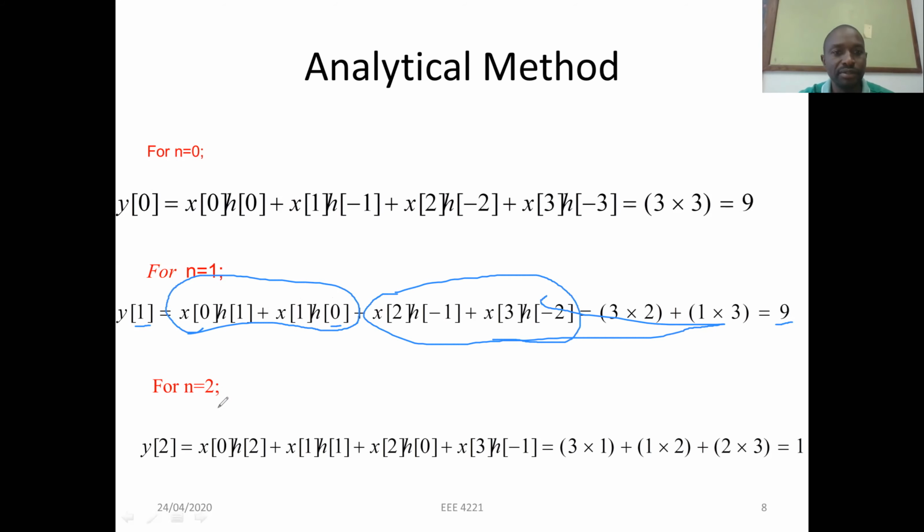In the third scenario, you equate n to 2. So you have y of 2 there. And then here, this becomes 2. Then this becomes 2 minus 1, which is h of 1. Then this becomes h of 0. Again, this term here will not count because of the negative 1 there.